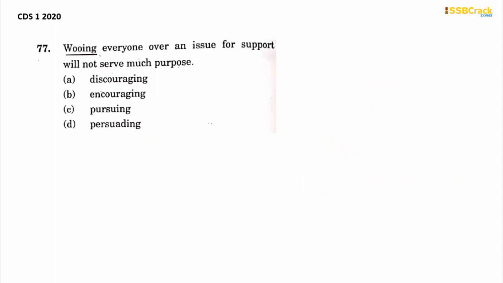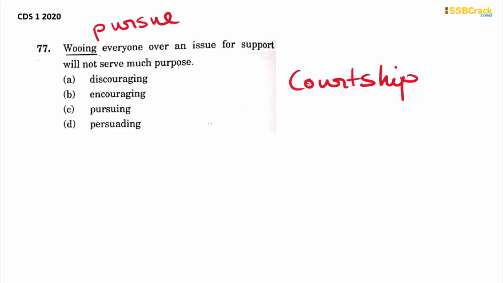Next question. Wooing everyone over an issue for support will not serve much purpose. What is the meaning of the word wooing? Wooing is usually used in cases of courtship. In other words, when a boy is chasing a girl so that she falls in love with that boy. But in other cases, wooing is also used when you want to pursue or persuade someone to do something for you. So wooing means persuasion.